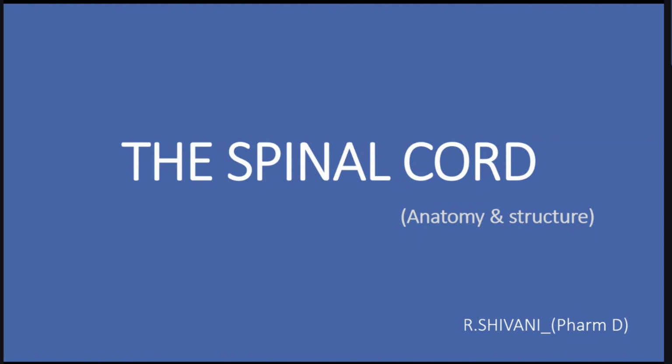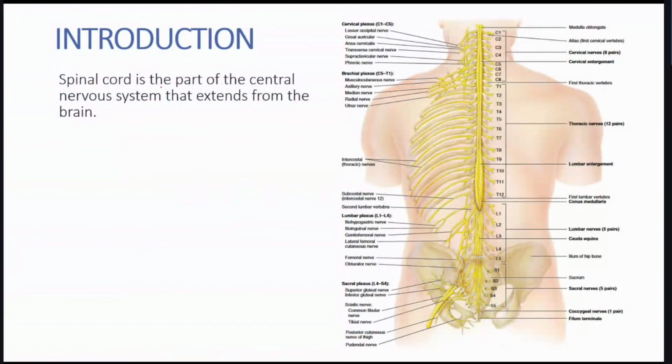Spinal cord is a part of the central nervous system and it is responsible for a variety of reflexes that occur in our body. Let's learn in detail about its structure and anatomy. So firstly, what is spinal cord? Spinal cord is the part of the central nervous system that extends from the brain. Here is an image of the external view of spinal cord. It starts from the inferior part of the brain and it extends till the superior lumbar vertebrae. And all the spinal nerves extend further to the lower abdomen region.